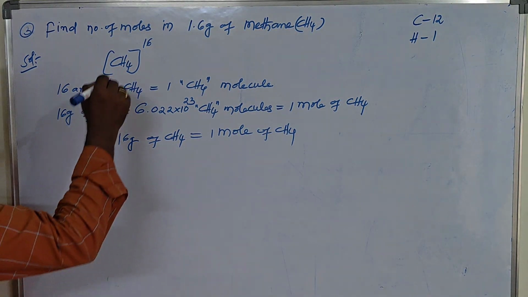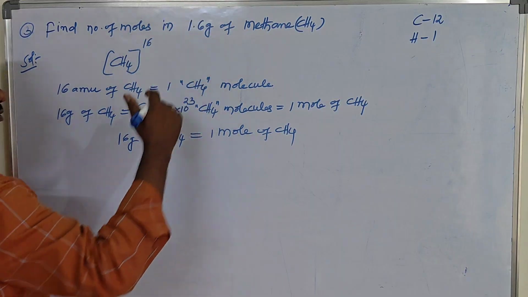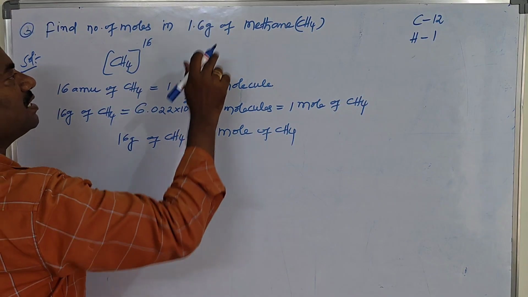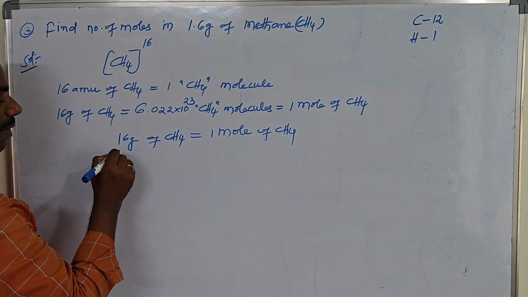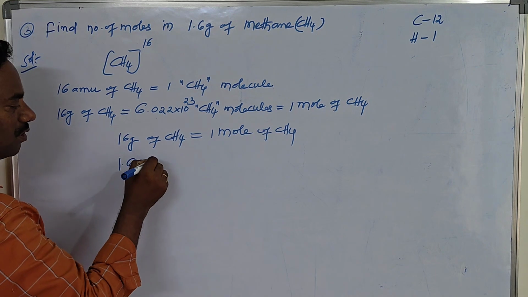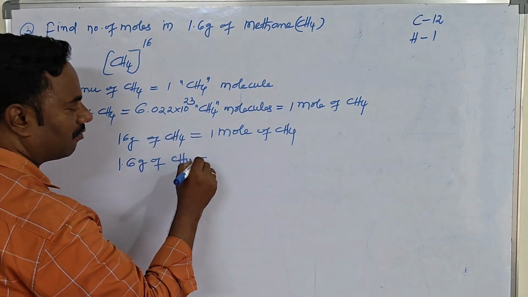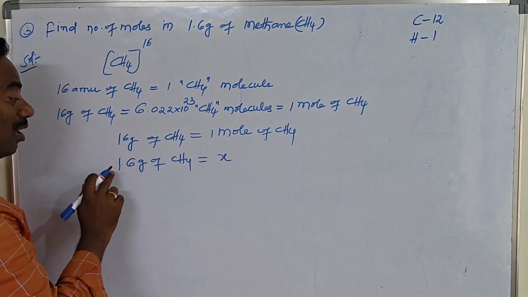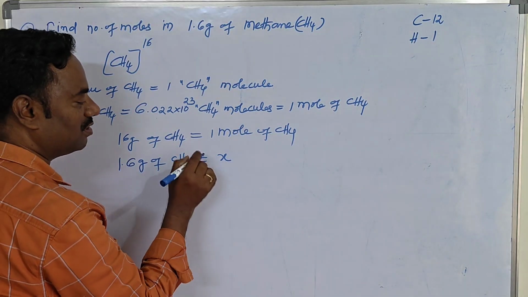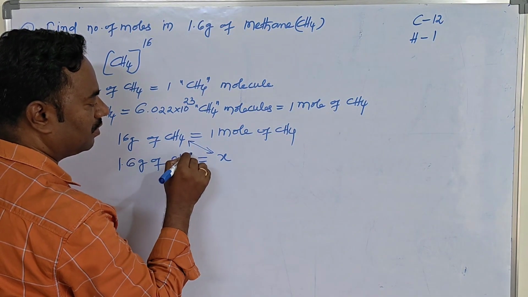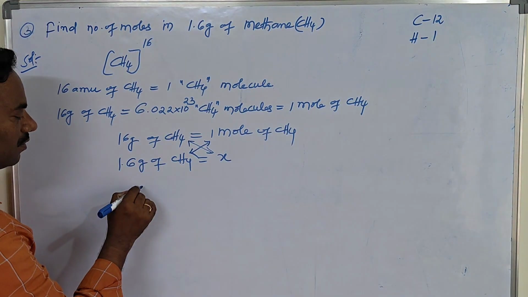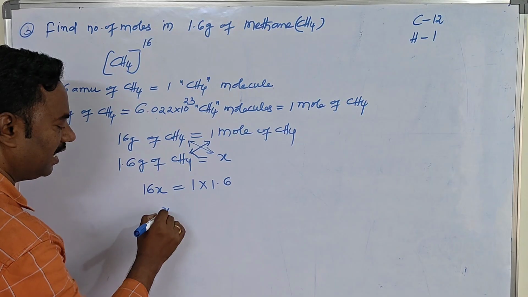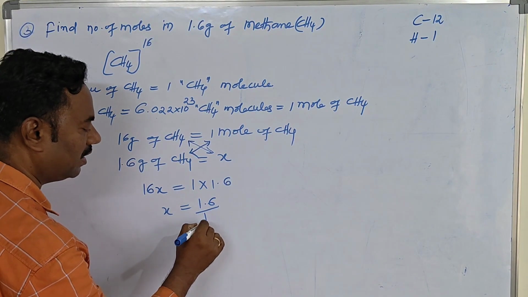From the problem, what data we have? Find number of moles in 1.6 grams of methane. Here the mass is 1.6 grams of methane, equal to how many moles? 16 grams equals 1 mole of CH4. Now 1.6 grams of CH4 equals how many moles? Just do cross multiplication. x into 16, 16x is equal to 1 into 1.6. Then x is equal to 1.6 by 16.